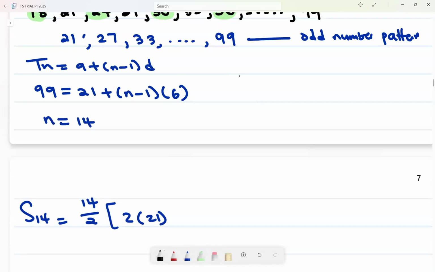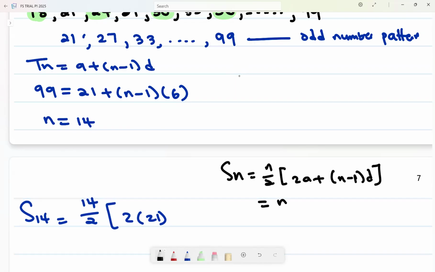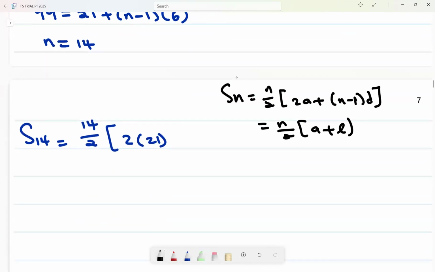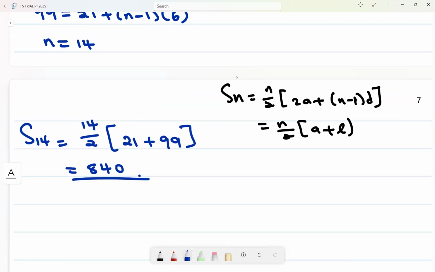Remember, let me write down the formula that I'm using. n divided by 2, 2a plus n minus 1, the difference, like this. Or, since for this pattern I know the last term, I can instantly go to this one, actually. I don't need to waste time. So it's going to be a, which is 21, plus the last term, which is 99. And then I have the sum of 14 terms, which is something like 840.